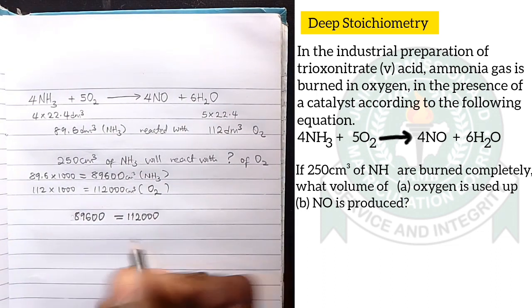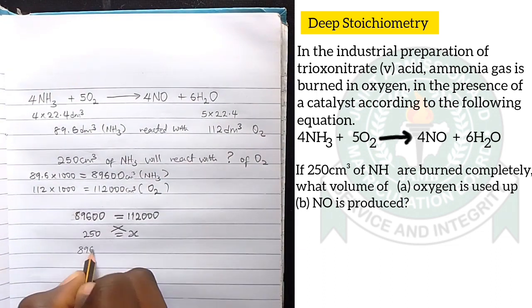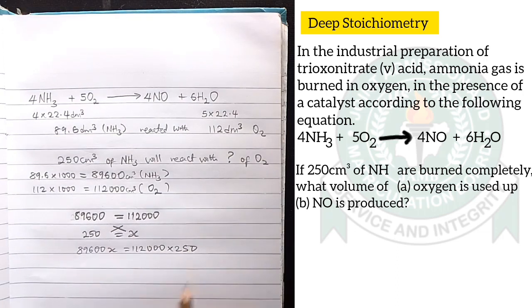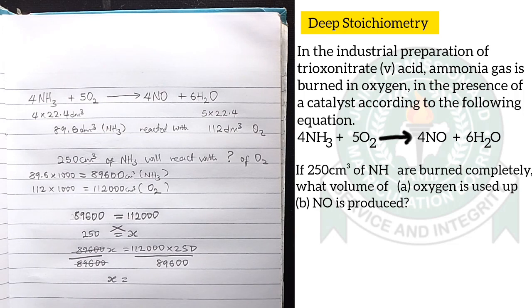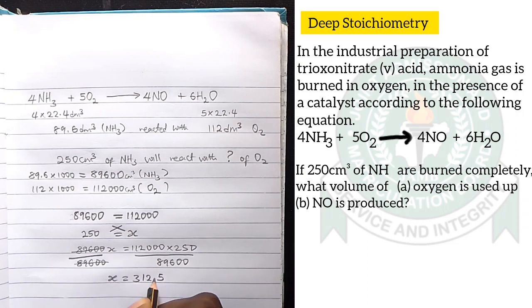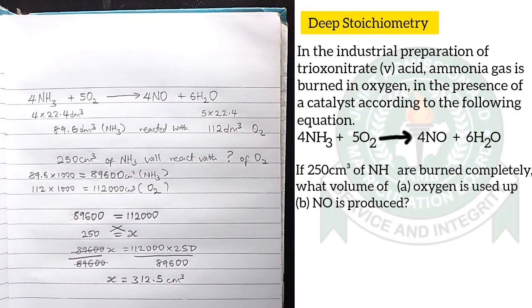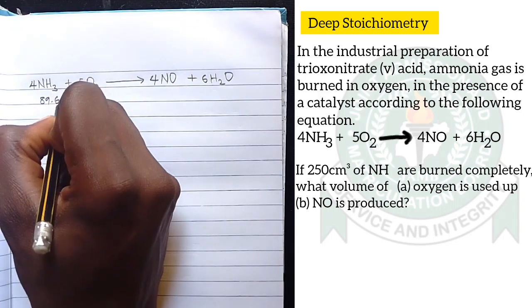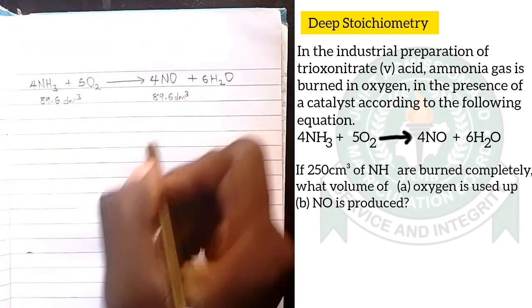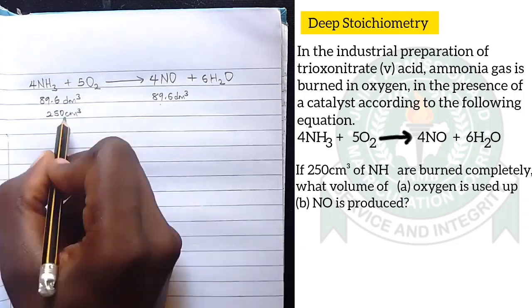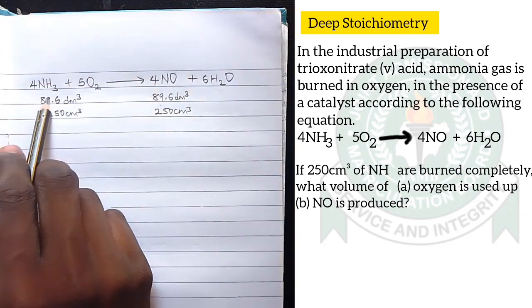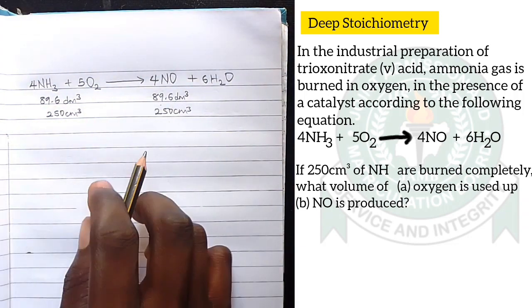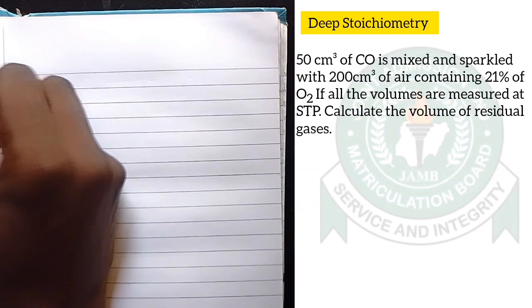Okay, so if this volume of ammonia gave this volume of oxygen, then 250 will give us x. By normal cross multiplication methods, we have the answer as 312.5 centimeter cube. The next is the amount of nitrogen(II) oxide produced. If this volume created an equal volume of nitrogen(II) oxide, then definitely 250 centimeter cube will also produce 250 centimeter cube of nitrogen(II) oxide.